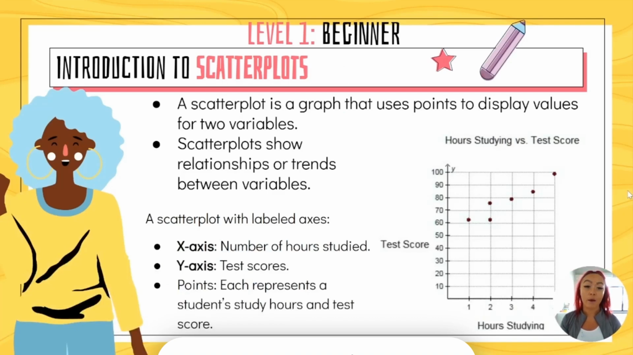So a scatterplot is a graph that uses points to display values for two variables. They show relationships or trends between the two variables. So I have an example here of a scatterplot. The x-axis is the number of hours studied, and the y-axis is the test scores, right? So it's showing data maybe on a few students who took an exam and how they scored based on the number of hours that they studied, right? So each point represents a student's study hours and their test score.